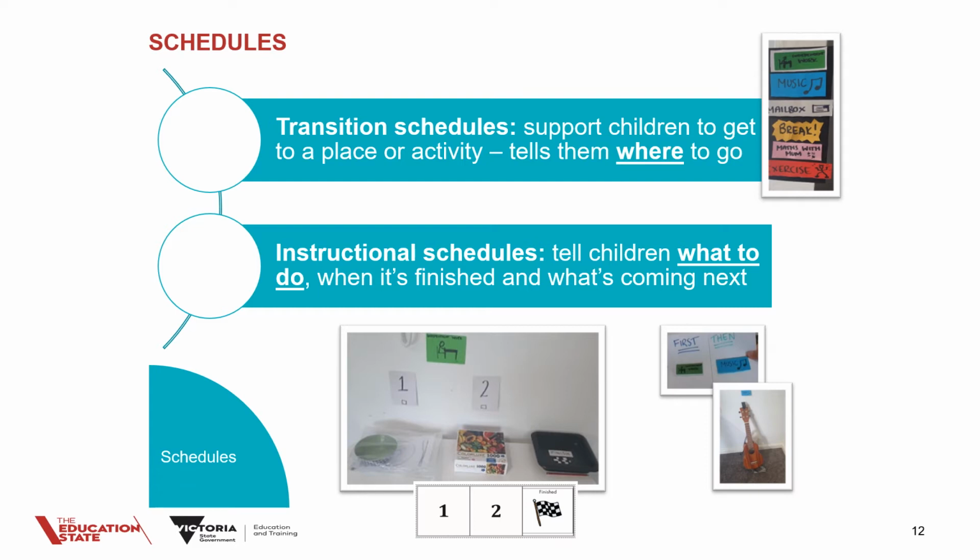Let's look at the role of schedules and how schedules can be used to support you with your family's time management, and also how they can be used to support your child's independence. There are two types of schedules. The first is a transition schedule. These schedules support children to get from one place to another. It tells the child where to go.